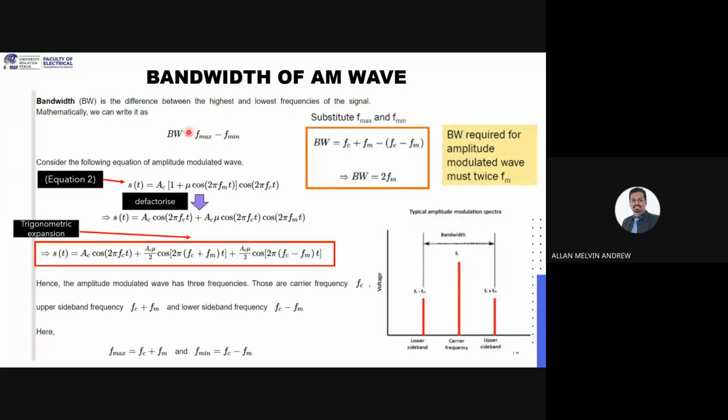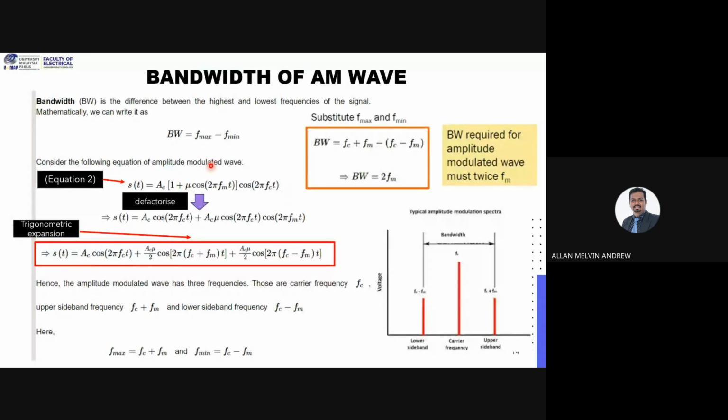Mathematically we can write it like this. Consider the following equation of an amplitude modulated wave. Earlier we had this amplitude modulation signal, so this is equation 2. From the previous slide, s(t) equals Ac times 1 plus mu cos 2 pi fm t, times cos 2 pi fc t.